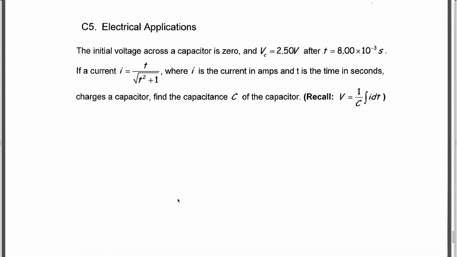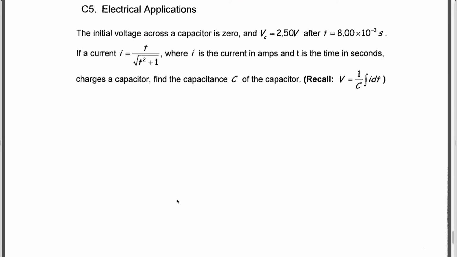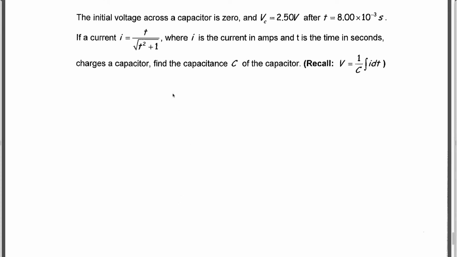And C5 is an electrical application. So we're told the initial voltage across a capacitor is 0. So let's on the side write down what that means. That means the voltage at time 0 is 0. So there's one piece of information from this first little section of the sentence. And V of C equals 2.5 volts after t equals that many seconds. So that's another piece of information. The voltage after 8 times 10 to the minus 3 seconds is 2.5. So there's a second piece of information.